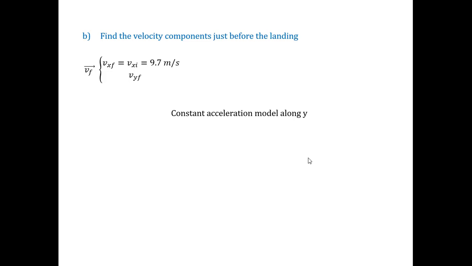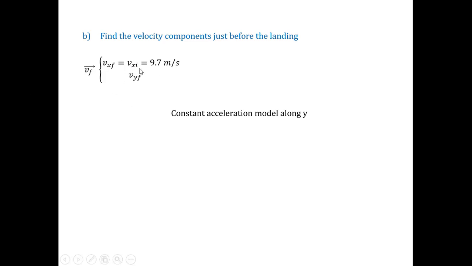Now concerning question B. In question B we have to find the velocity components just before the landing. Just before the landing means one second before the jumper reaches the ground. They are asking us what VXF and VYF are. Find the velocity components, the components of the velocity, meaning VXF and VYF. It's simple. We already know VXF. VXF is equal to VXI because we have a constant velocity model along the x-axis. And we need to find VYF.